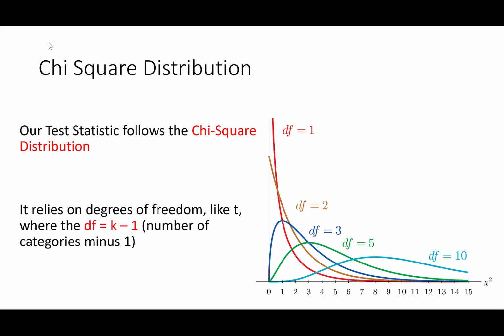Minus 1. We can see visually that degrees of freedom of 1 looks very different than degrees of freedom of 10. Degrees of freedom of 2 looks very different from degrees of freedom of 3. So the amount of degrees of freedom you have drastically affects the shape. Let's see why that is.